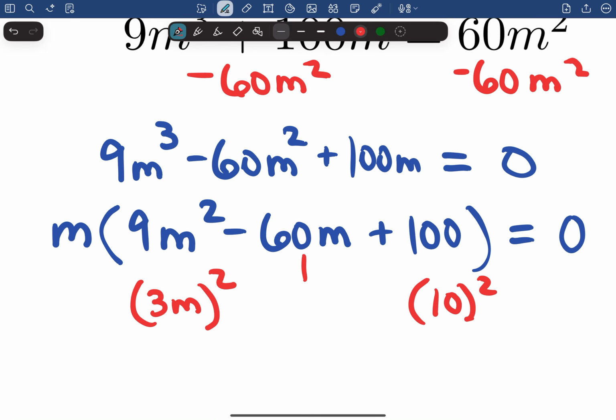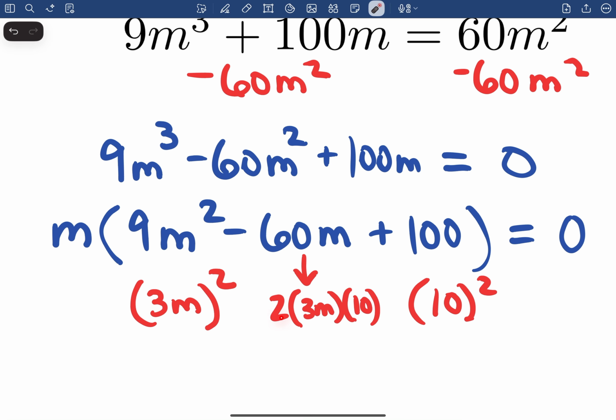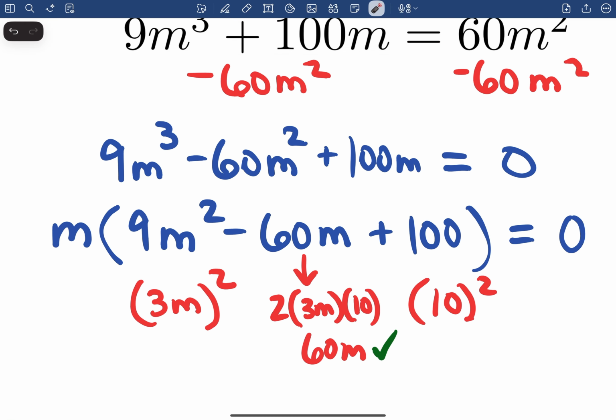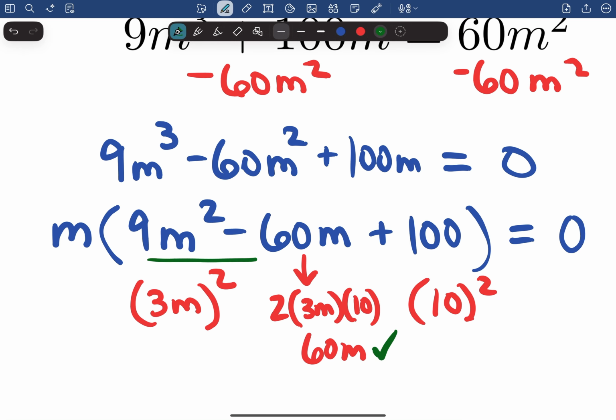And this middle term, we check to see, is it 2 times the first term times the last term for the base, right? So I take 2, I multiply it by this, and I multiply it by this, and I see, yes, well, 2 times 10 is 20, and 20 times 3m is 60m. So this checks out. I have just proven to you that this is a perfect square trinomial right here. Perfect square trinomial.